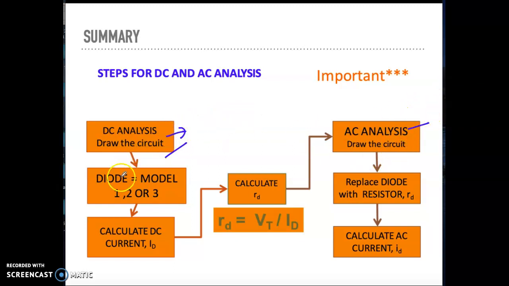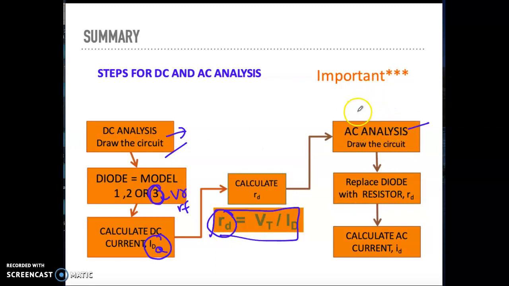Okay. Back to the DC analysis, your aim is what? Your aim is to find I_DQ, the diode current in the DC analysis. So you're going to choose which model depending on the question. If the question gives V gamma and R_F, you know that you need to replace with model 3. Once you get the value of I_D, put it into this equation to have the AC analysis here. So your r_d goes to the AC analysis.